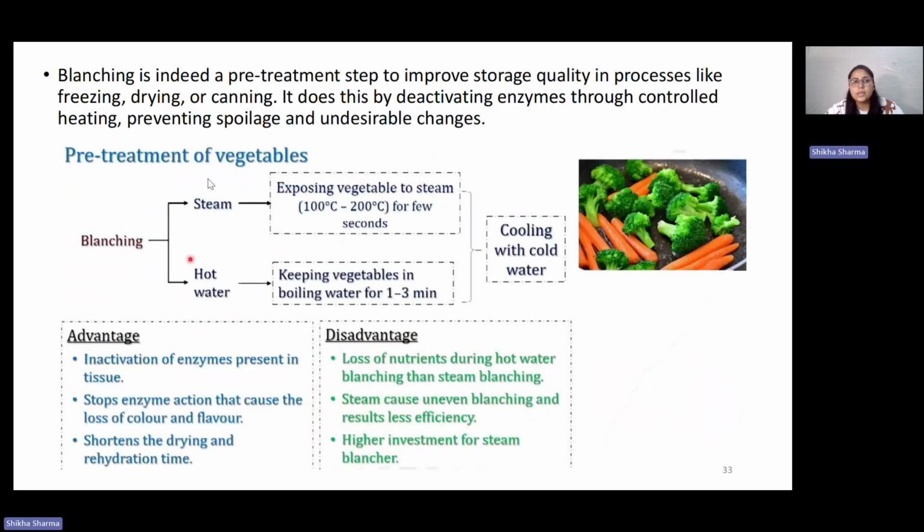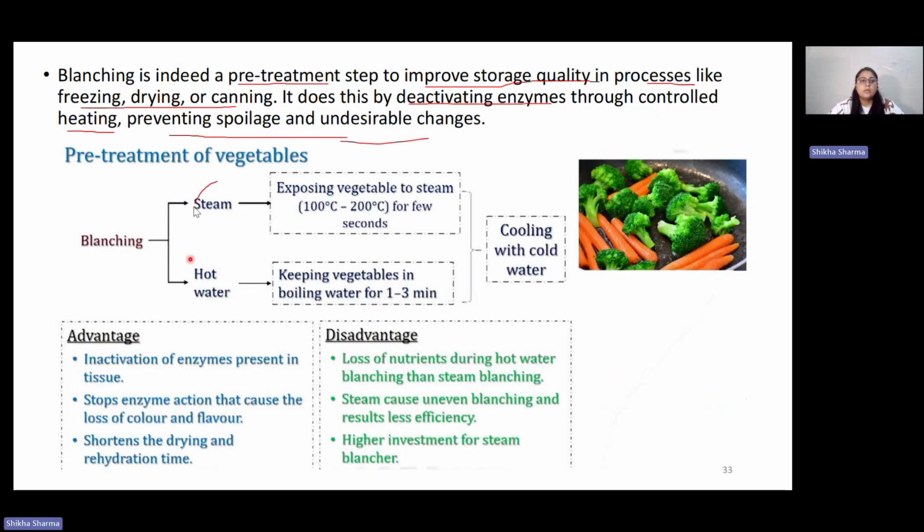So blanching is a pre-treatment which is used to improve the storage quality in processes like freezing, drying, and canning. Before we freeze or dry any food product or vegetables, or can them, we use blanching as one of the pre-treatment methods, so that the microorganism load comes down. Its main target is to deactivate the spoilage enzymes, and it prevents spoilage and undesirable changes because it deactivates the enzymes.